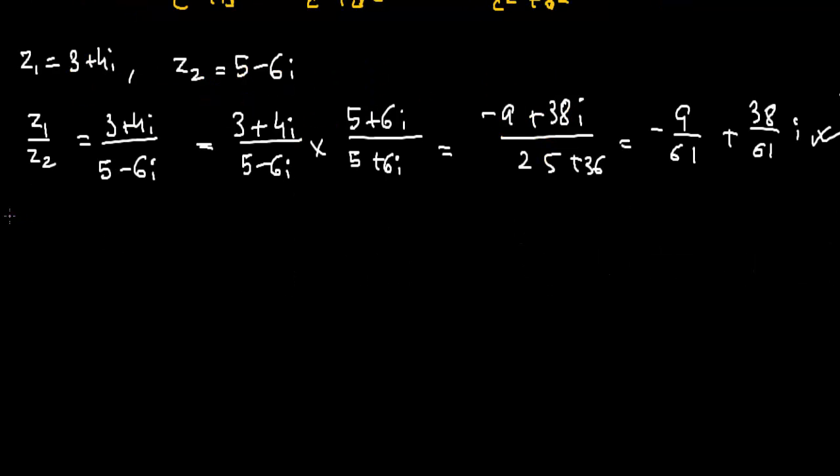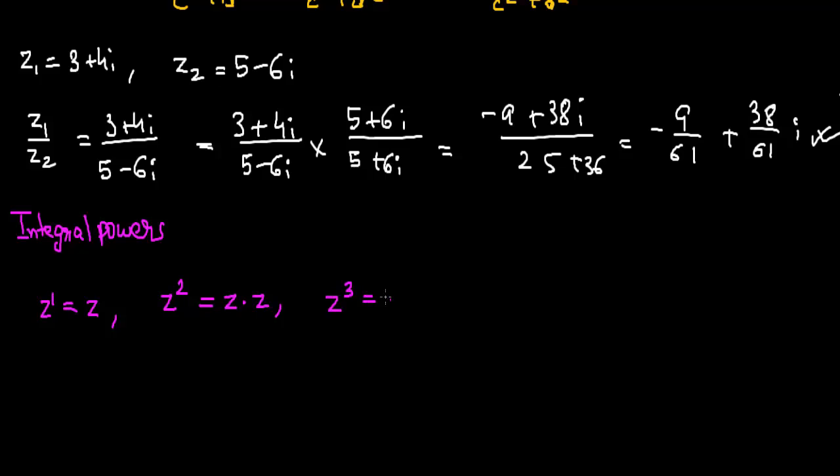Now we'll see integral powers of complex numbers. If z is any complex number, then the positive integral powers of z are defined as z1 equals z, z square equals z multiplied by z, z cube equals z square multiplied by z, and so on.